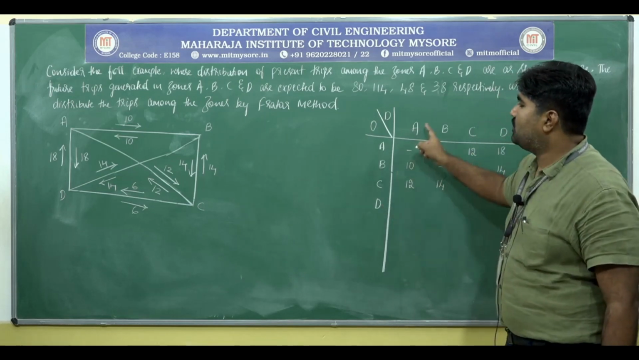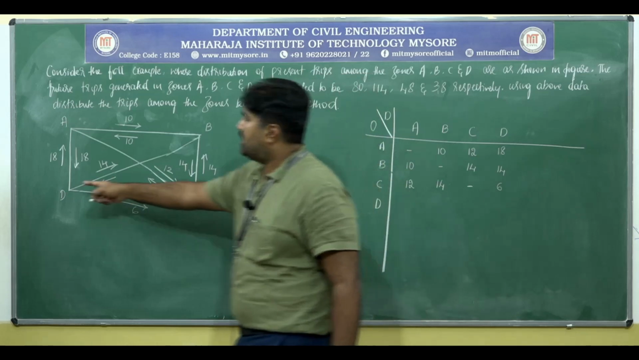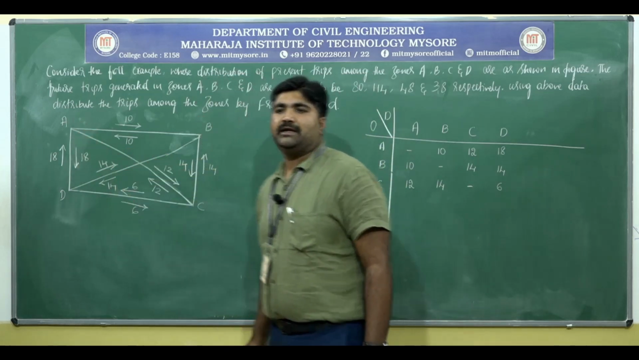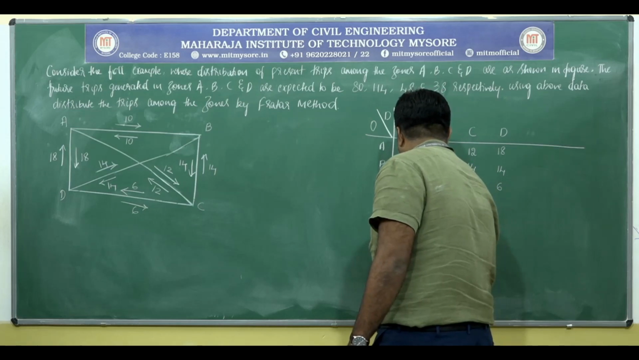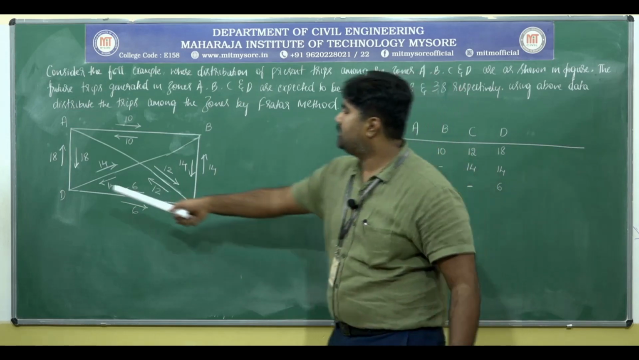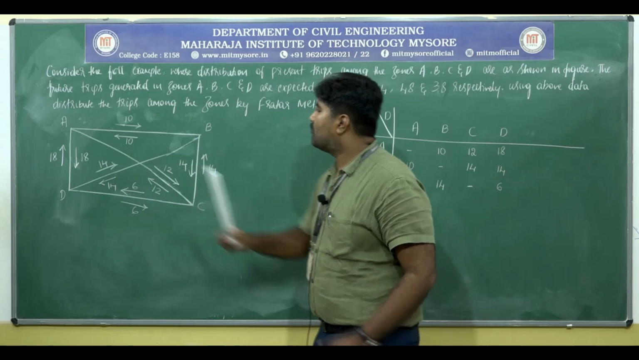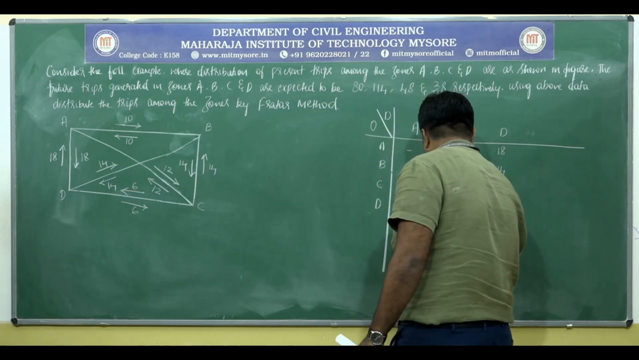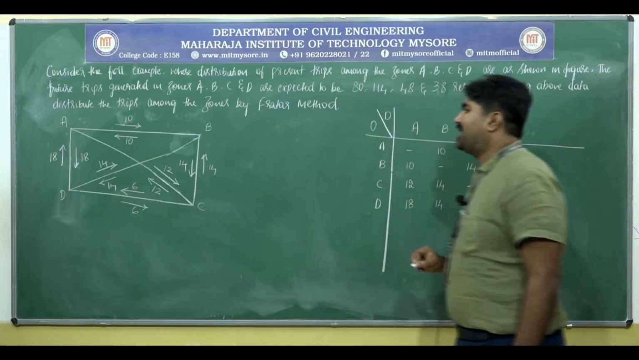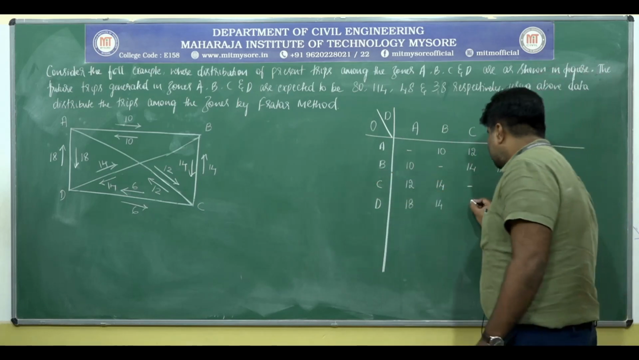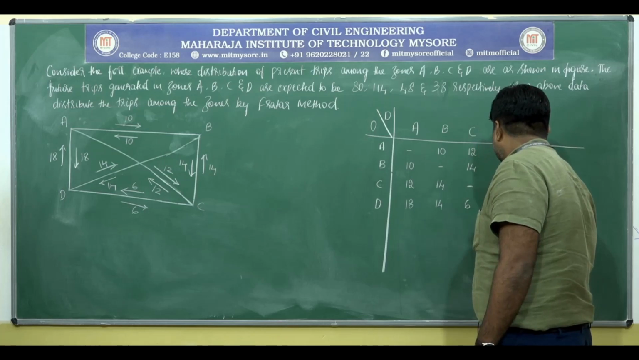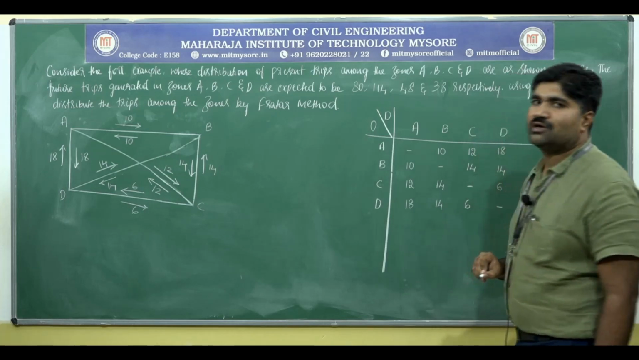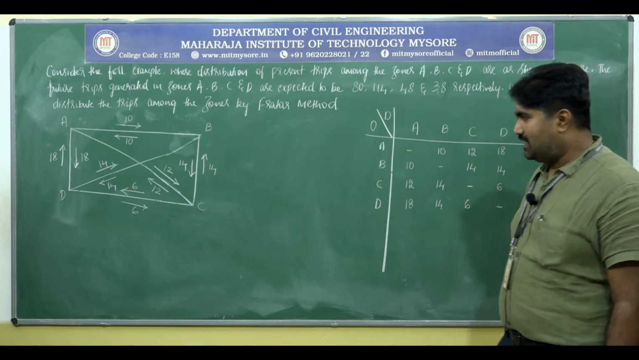Next, D to A: we have 18 trips. D to B: we have 14 trips. Next, D to C: we have 6 trips between D to C. D to D: there are no trips between D to D.